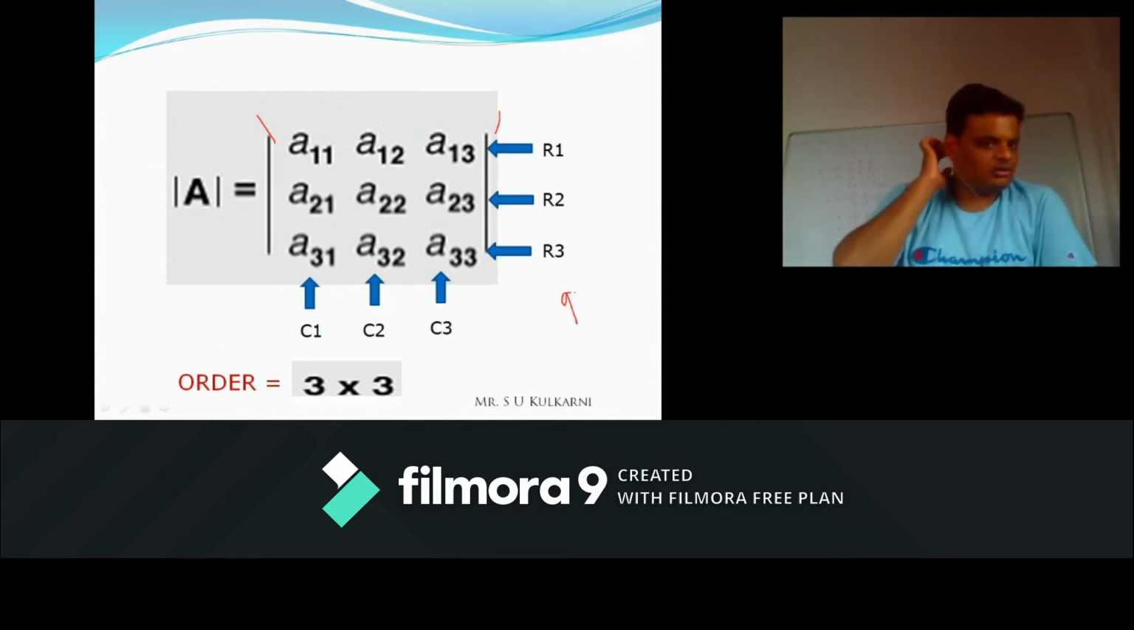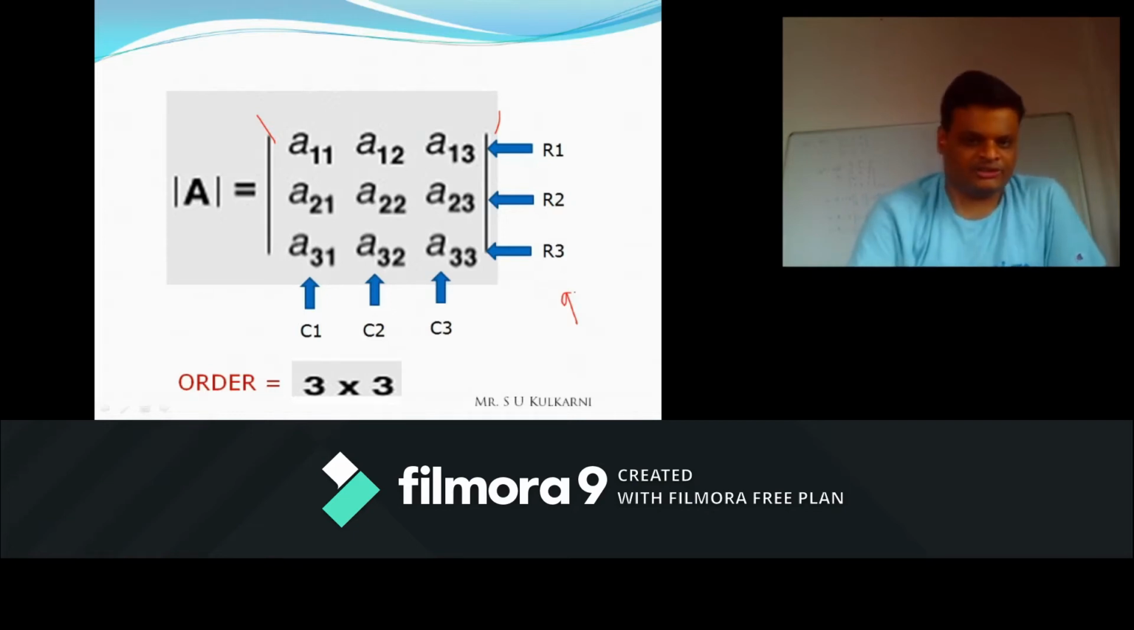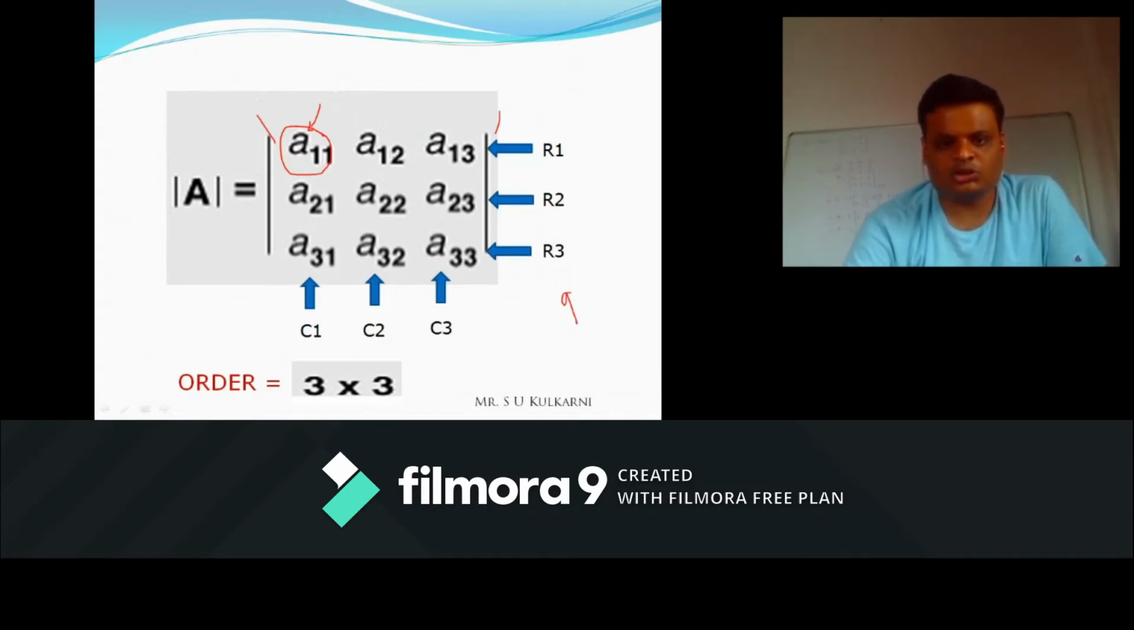This one is the general example, so I am taking general elements. This element is small a, and here it is written as 1 1, so it is read as a11. Did you get this part? So this element is a11. Now this one is a12, this one is a13. Now this one is a21, a22, a23, a31, a32, a33.